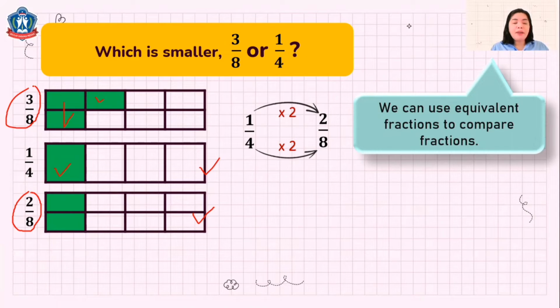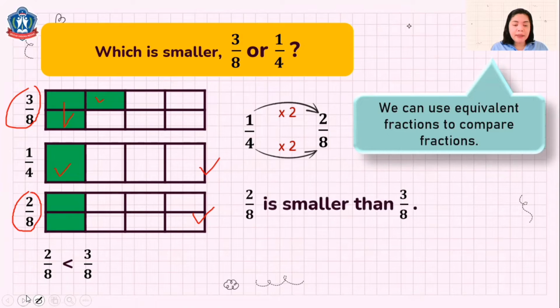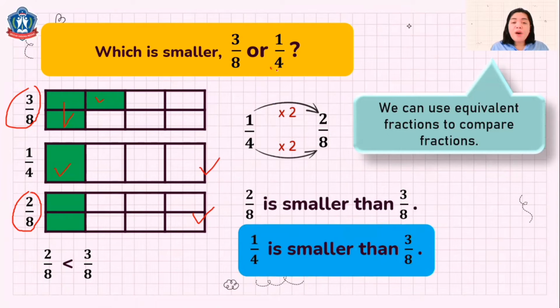Remember, if the denominators are the same, the higher fraction has the higher numerator. The smaller fraction has the smaller numerator. So 3 and 2, the smaller is 2/8. So 2/8 is less than or smaller than 3/8. So therefore, our 1/4 is smaller than 3/8.